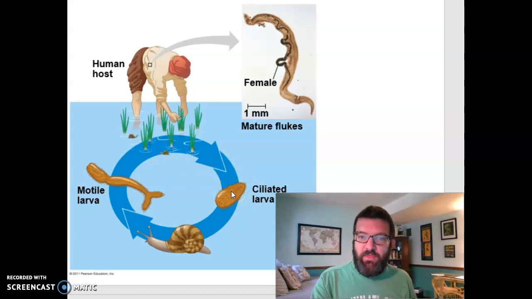the cilia. And that will find a snail, and then it will grow up in the snail until it becomes a motile larva. So it's got a tail, it can swim a little more effectively than here. And then it bursts out of the rear end of the snail and finds a human. And so this is especially bad when we poop where we drink, right? And so then you're much more likely to get these parasites.